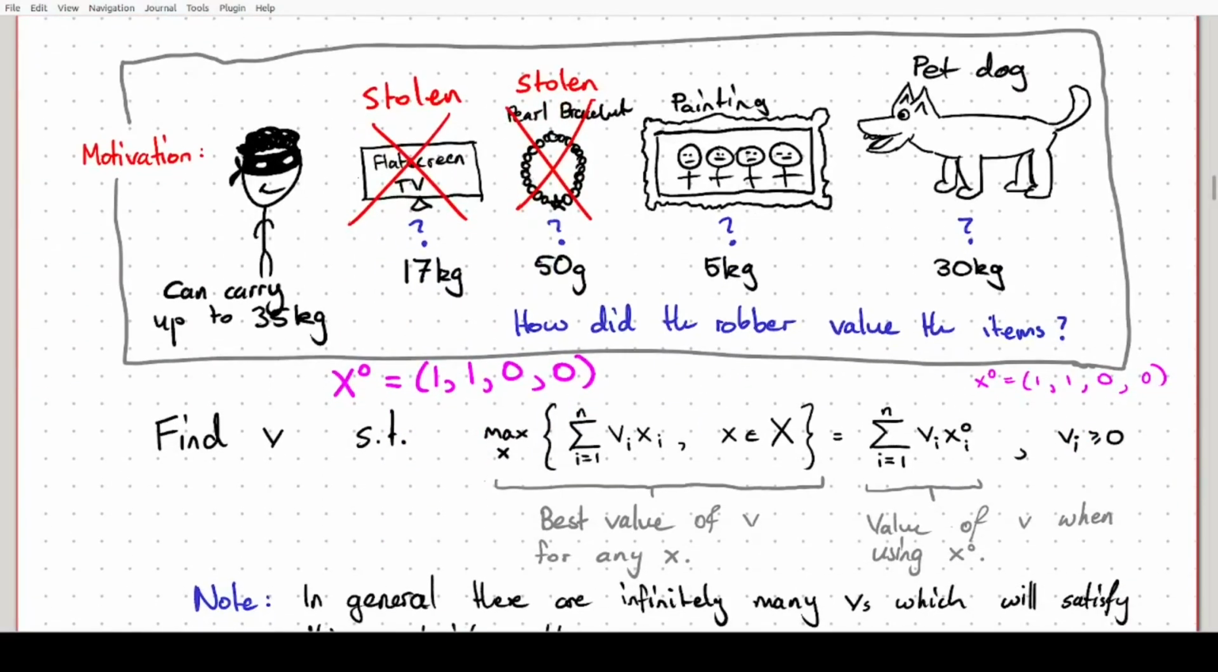To paint the picture again, we're now playing the role of the detective. The robber has already broken into the house and they've already stolen some items, and we observe that as this vector x naught. We also know how much the robber can carry, and we know the weights of the individual items. The question we now have is, how did the robber value these items at the time they broke into the house? Find a consistent valuation for that.